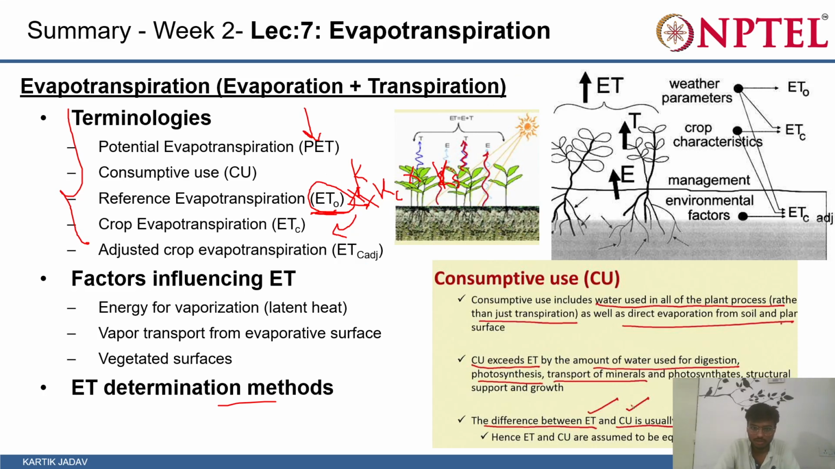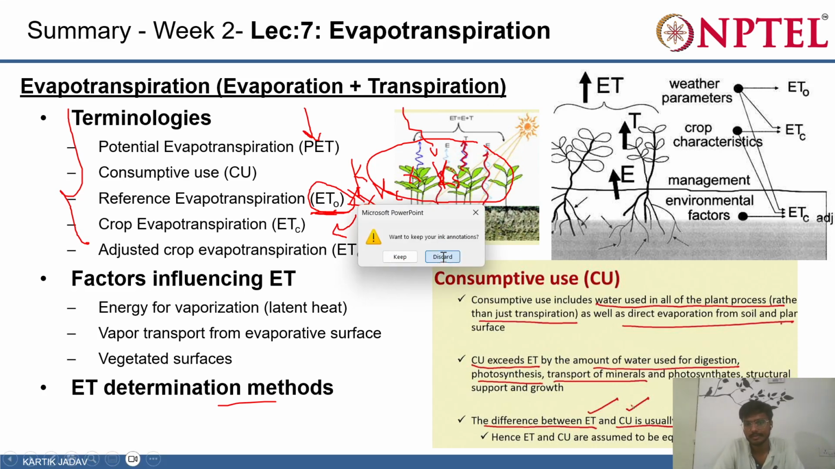So, if you see this figure, crops are in the atmosphere, and some parts in the soil. So, what kind of factors impact evapotranspiration? Anyone?